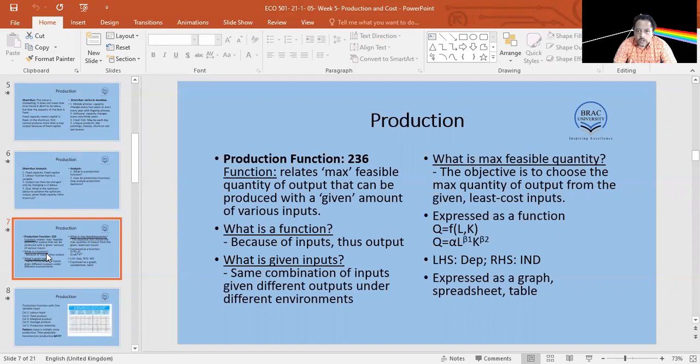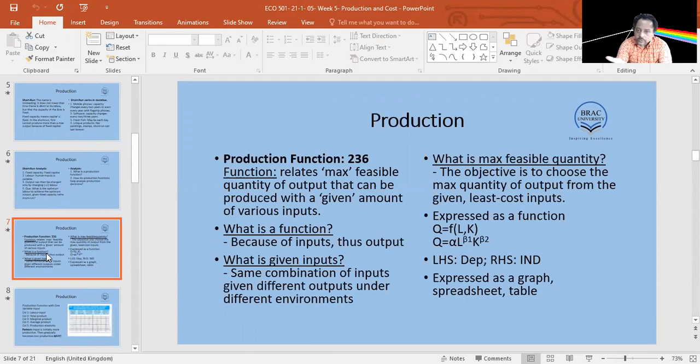Now, a production function relates the maximum feasible quantity of output that can be produced with a given amount of various inputs. So if we have 5 units of labor and 10 units of capital, these are the given amounts of various inputs that we have. What is the maximum level of output that we can produce? If this is a short run function, the 10 units of capital will remain unchanged. Instead of 5 units of labor, next time we can use 7 units of labor or 3 units of labor. But given this particular combination, what is the maximum amount of output that can be produced?